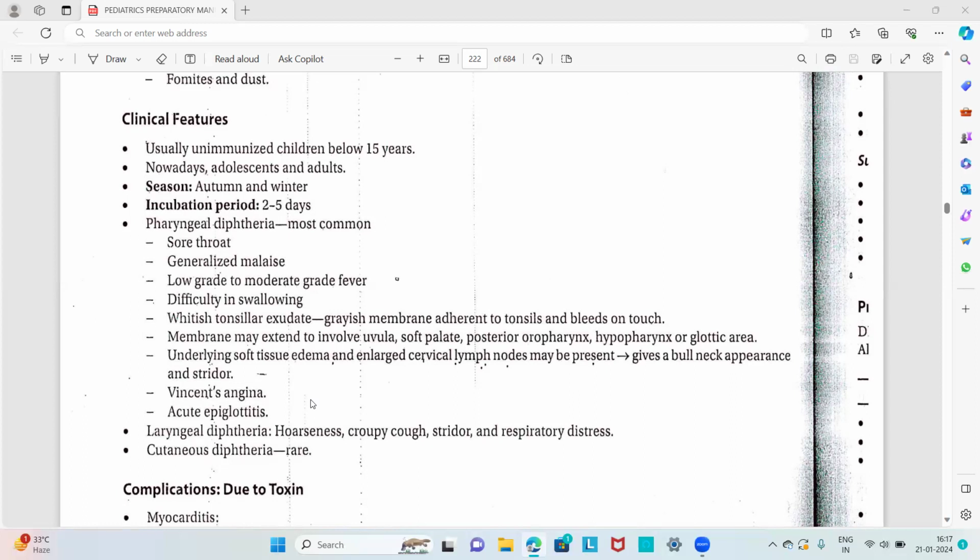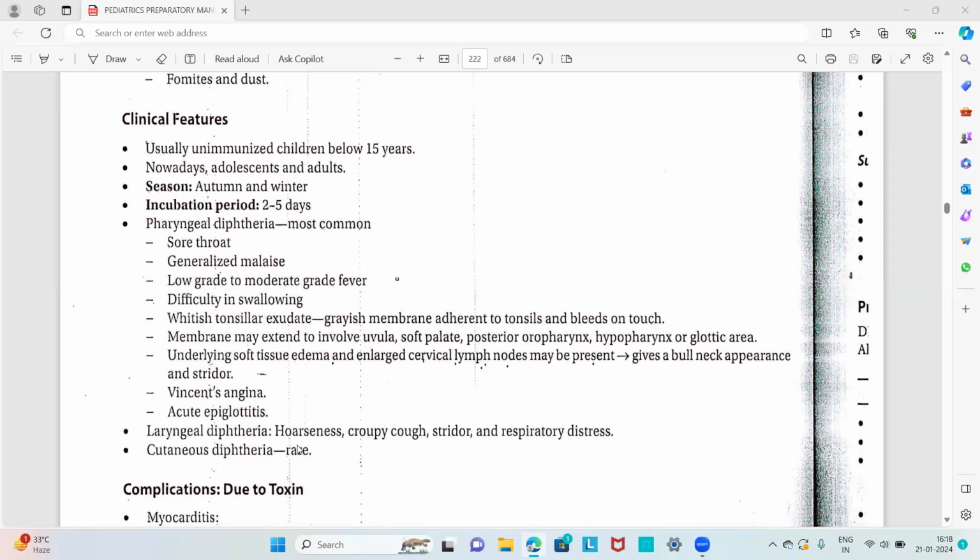And another type of diphtheria, other than the pharyngeal, is the laryngeal diphtheria. That is characterized by hoarseness of the voice, croupy cough, stridor, and respiratory distress. And cutaneous diphtheria is a very rare form of diphtheria. So these are all about the clinical features of diphtheria.